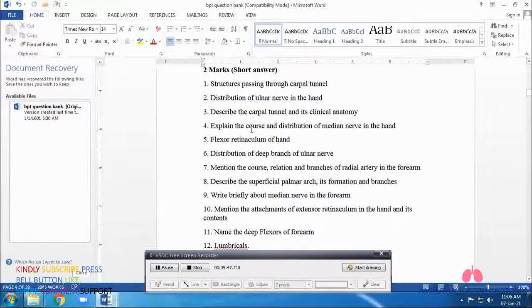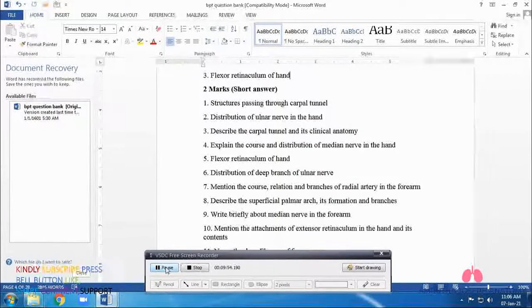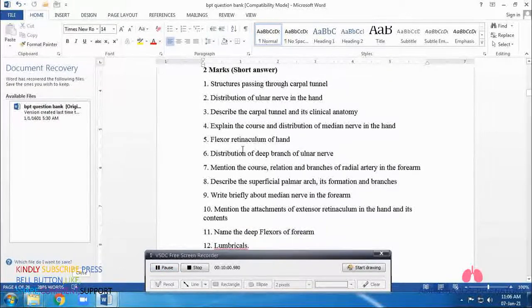Flexor retinaculum of the hand. Again, the question has come. Distribution of deep branch of ulnar nerve. Here specifically asking the deep branch of ulnar nerve. So only write the deep branch. It's a 3 marker question, so we don't have to explain much.